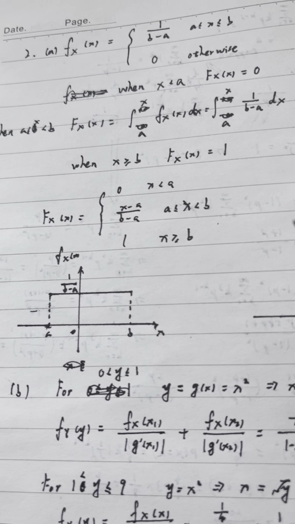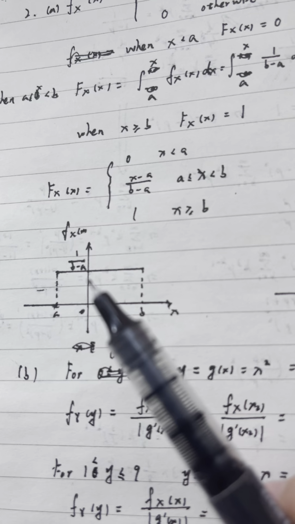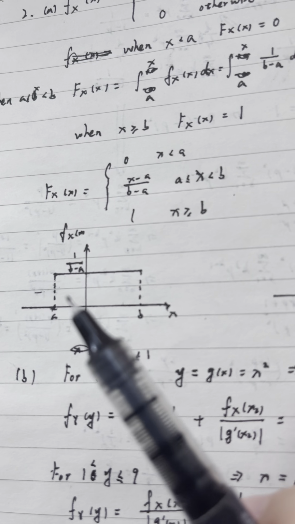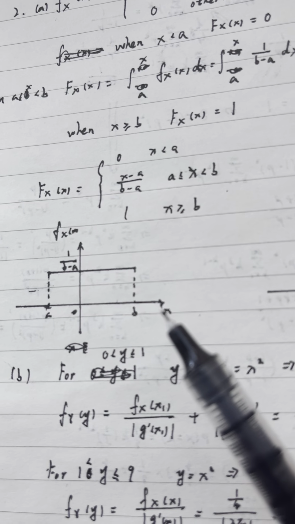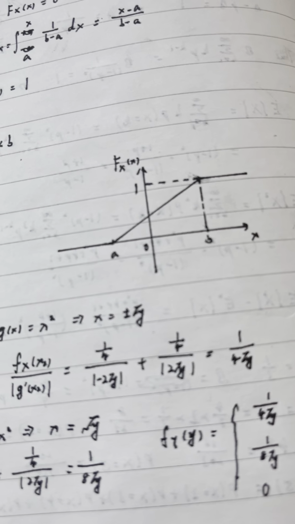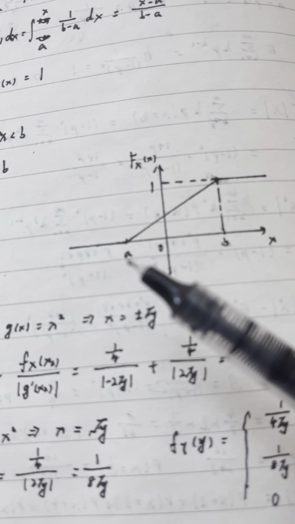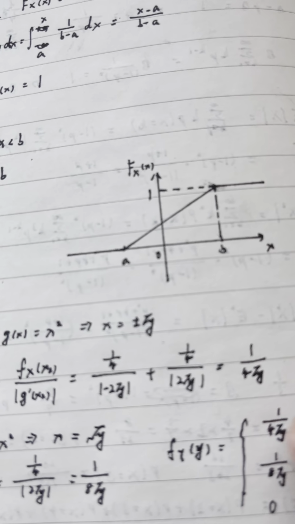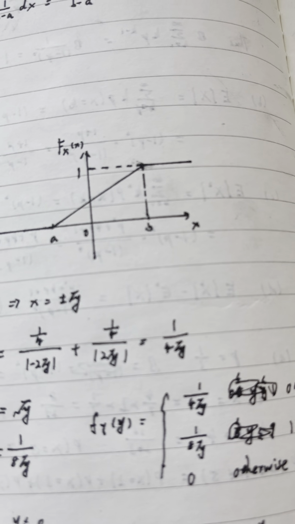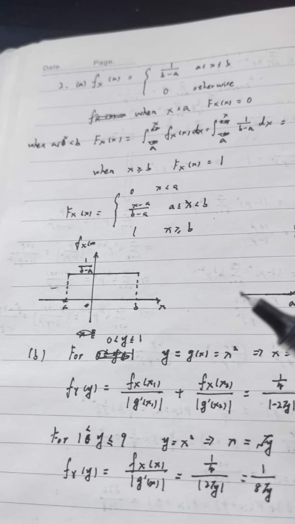So we draw the density function like this from a to b, and the value is 1 divided by b minus a, and it equals 0 when x is larger than b or smaller than a. The distribution function is 0 when x is smaller than a, linear from 0 to 1 when x goes from a to b, and when x is larger than b, it stays at 1. So that's subproblem A.